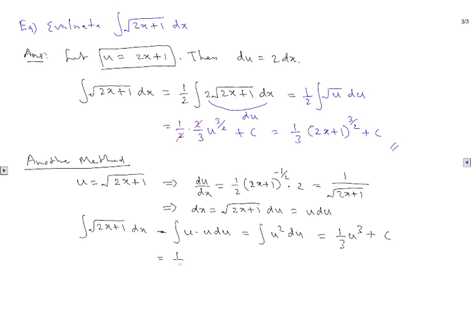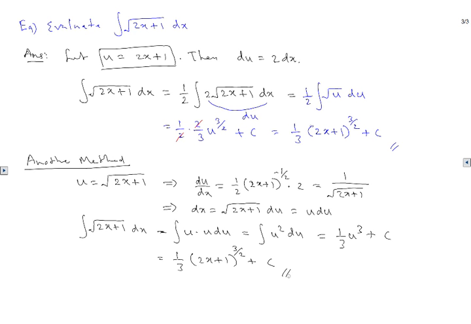Now let's substitute. What is u? u is the square root of 2x plus 1. Square root means the power 1/2, so if you raise it to the power of 3, you're going to get (2x plus 1) to the 3/2 plus c. So you get the same answer, but this is slightly difficult. There are some problems where you have to do this, so we're going to discuss some problems like that later.